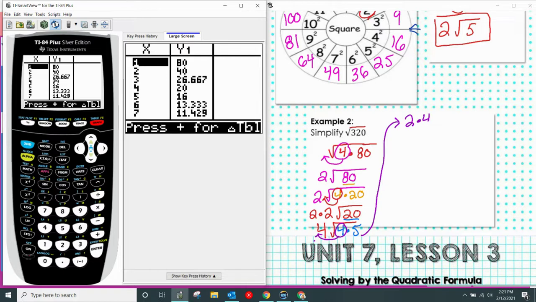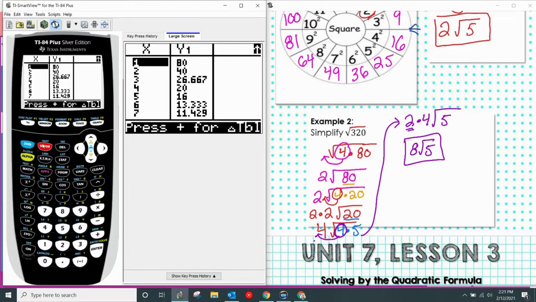See where I'm getting this 2 from? Because I took the square root of this 4. And then I'm left with a 5 underneath. Well, I can simplify this because 2 times 4 is 8, square root 5. So that's my final answer. Because remember, I can't simplify a square root of 5.